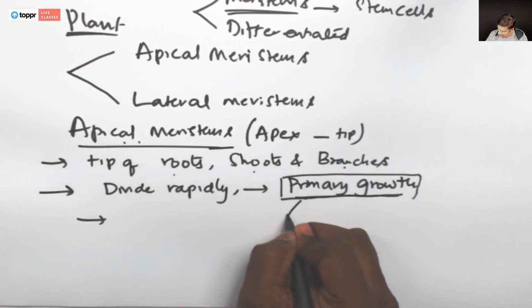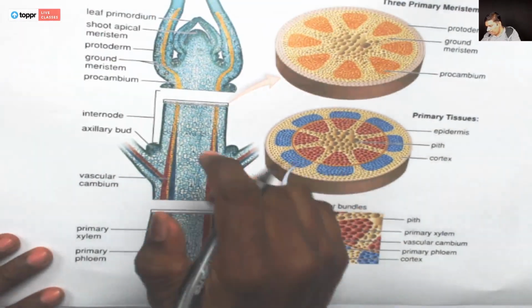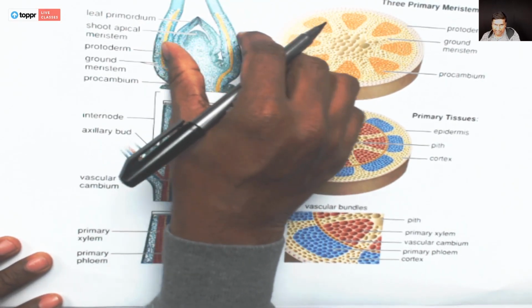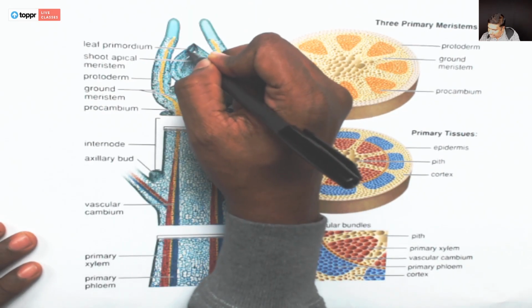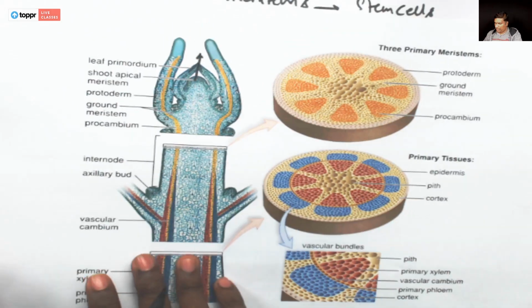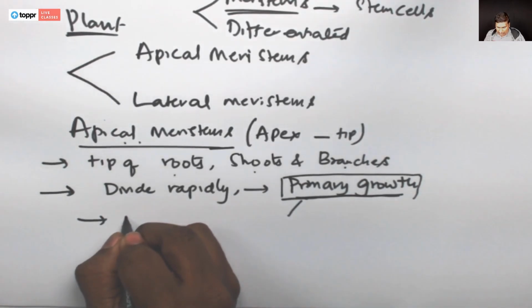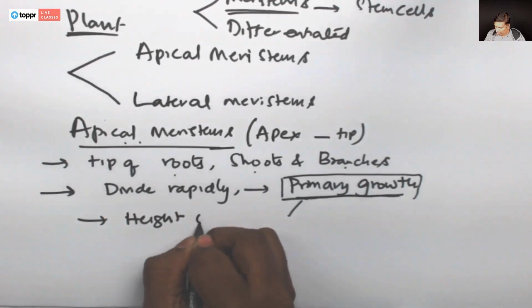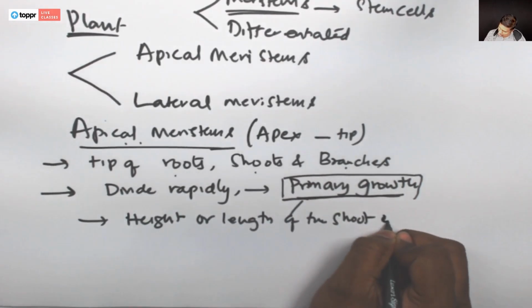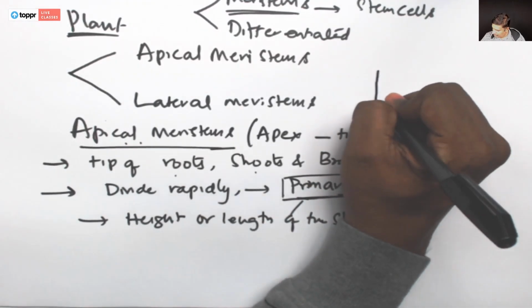One is, because the apical meristems are present at the tips, so this is your shoot tip. Since they are present at the tip of the stem, the growth will increase the height. So primary growth leads to height or length of the shoot or root. If it is present at the tip of the stem, this is your stem.